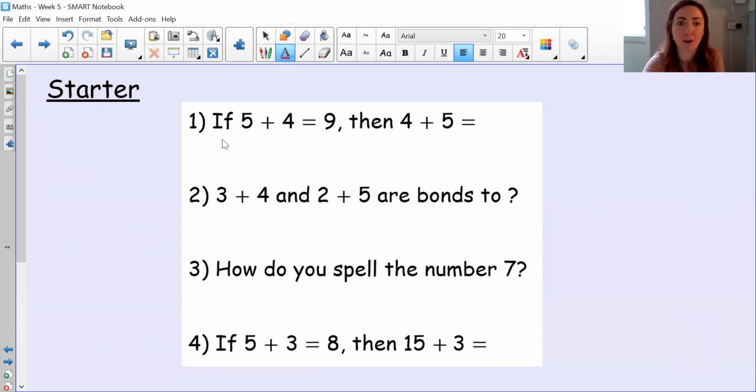Alrighty, let's go through those answers. Number 1, if 5 add 4 equals 9, then 4 add 5 equals 9. That's right. When we're adding, it doesn't matter the order that we put the parts. Number 2, 3 add 4 and 2 add 5 are bonds to 7. How do you spell the number 7? S-E-V-E-N. And if 5 add 3 equals 8, then 15 add 3 equals 18. Well done, because the ones are the same.